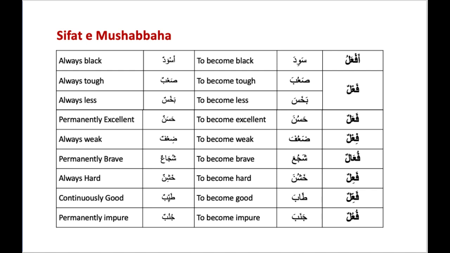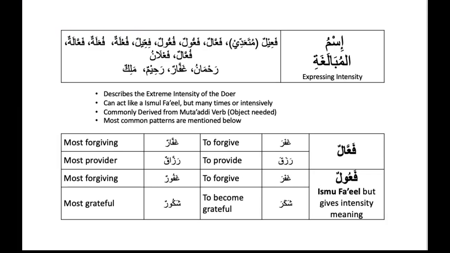Fa'ilun pattern. Khashuna, to become hard. Khashinun, always hard. Fa'ilun pattern. Taba, to become good. Tayyibun, continuously good. Fu'ulun pattern. Janaba, to become impure. Junubun, permanently impure. We shall now look at ismul mubalagha, expressing intensity.